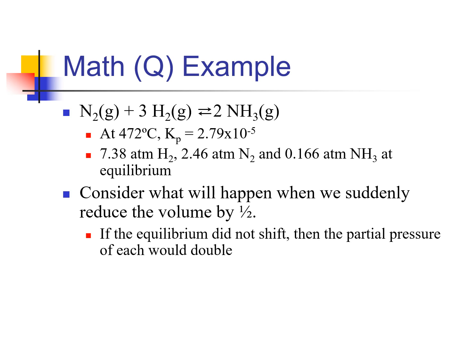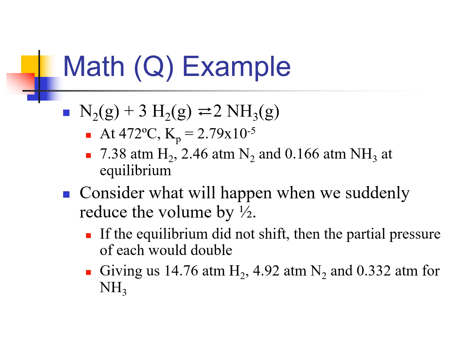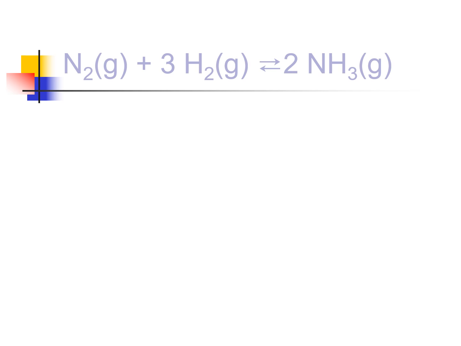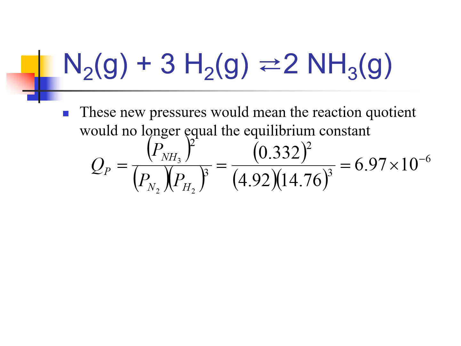Now, if I reduce the volume by half, if I did not shift the equilibrium, then the partial pressure of each would double. Half the volume, twice the pressure of each. So that would give us these pressures for each. And if I plug those into our equilibrium constant expression for Q, because we're no longer at equilibrium, we get a vastly different number. This Q is far less than our K.